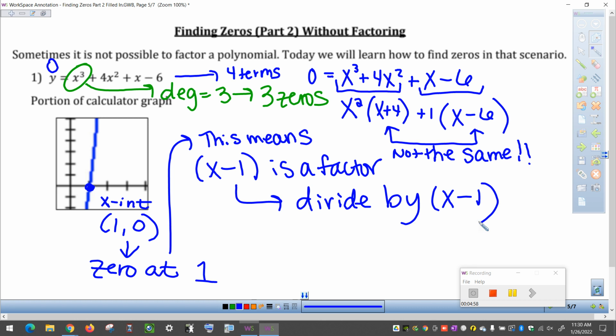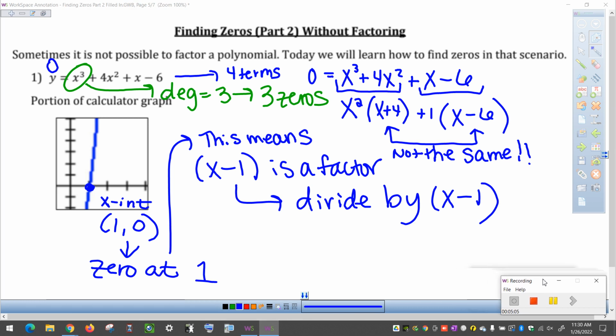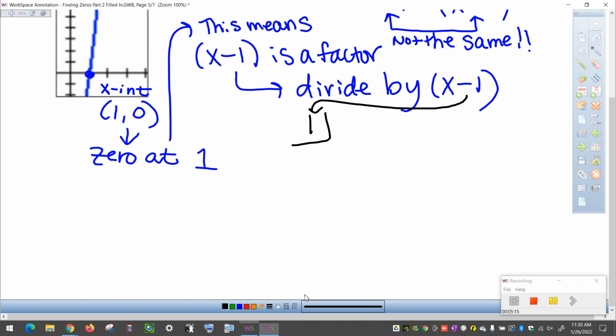You could do long division here, but you don't have to. We're going to do synthetic. It's just a lot of times a lot easier and faster if we're able to do it. So if we want to divide by x minus 1, we're going to start by turning that minus 1 into now what looks like a positive 1.